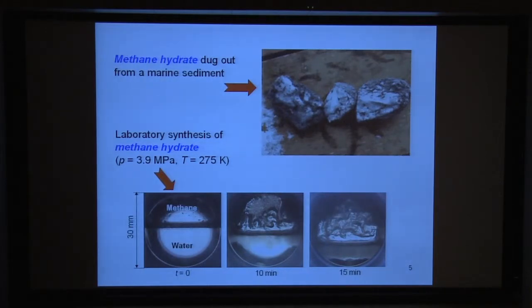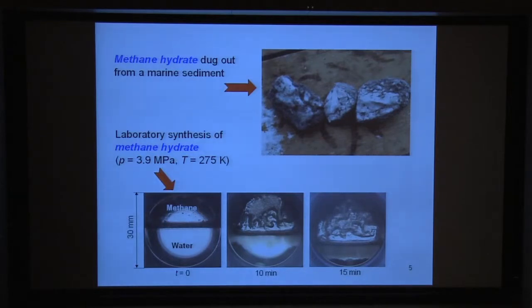As was mentioned, the methane hydrate is dug out from marine sediment or from the permafrost. So it's from nature. And this is a photograph of the methane hydrate dug out from the marine sediment. And you see the sand and also the hydrate that's there.